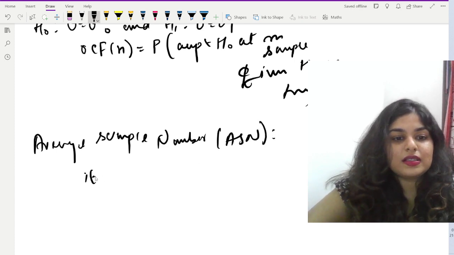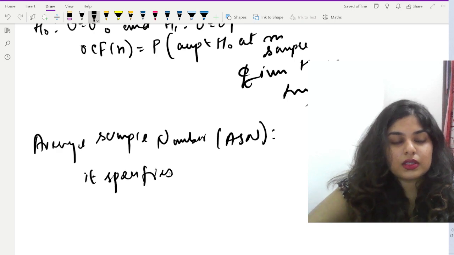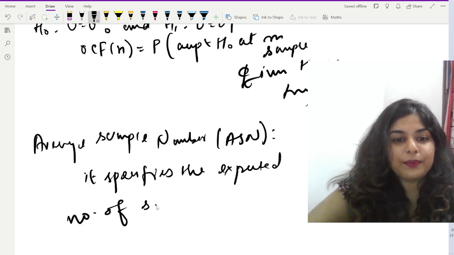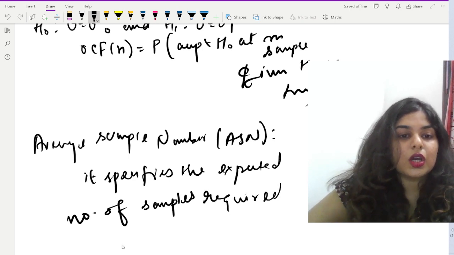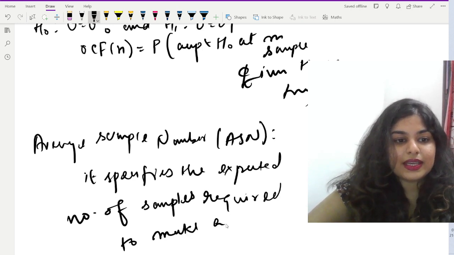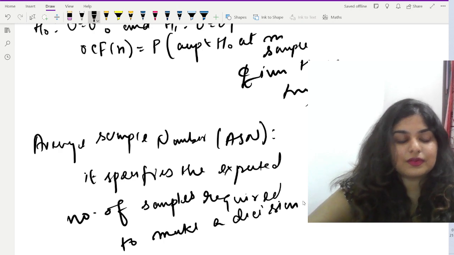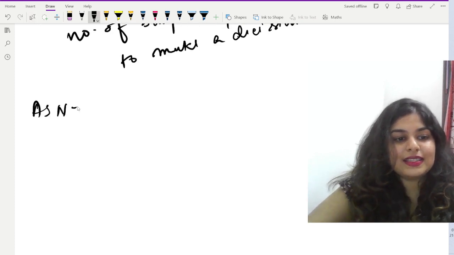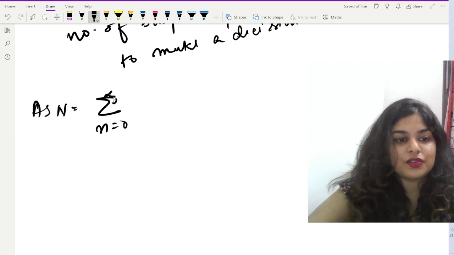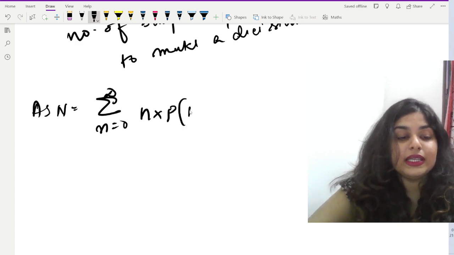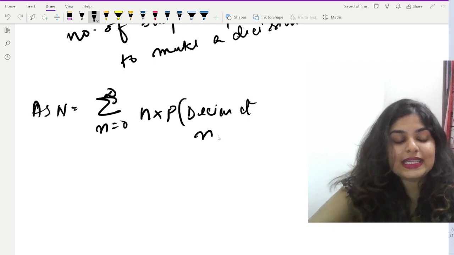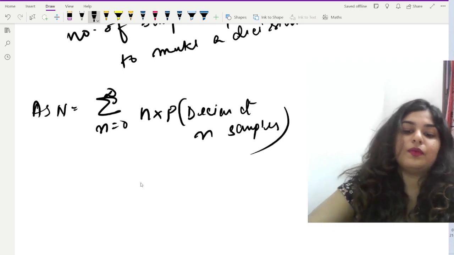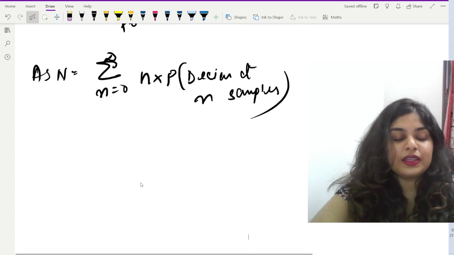And what about the average sample number, ASN? It specifies the expected number of samples required to make a decision. So how can you define it? ASN is equal to the summation over the range n equals 0 to infinity of n times the probability of decision at n samples.